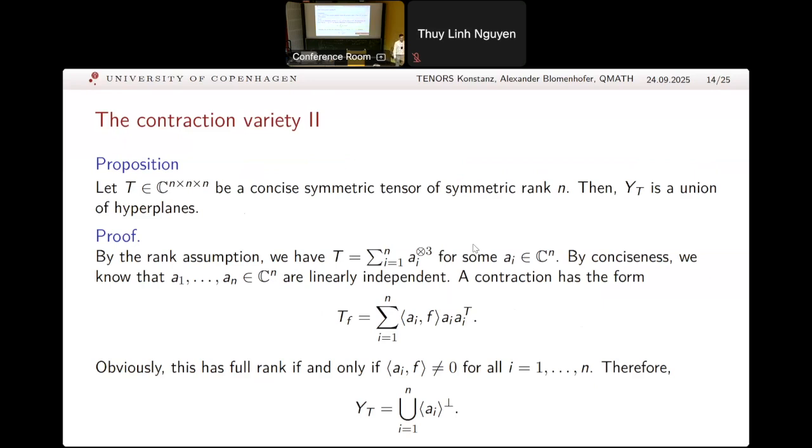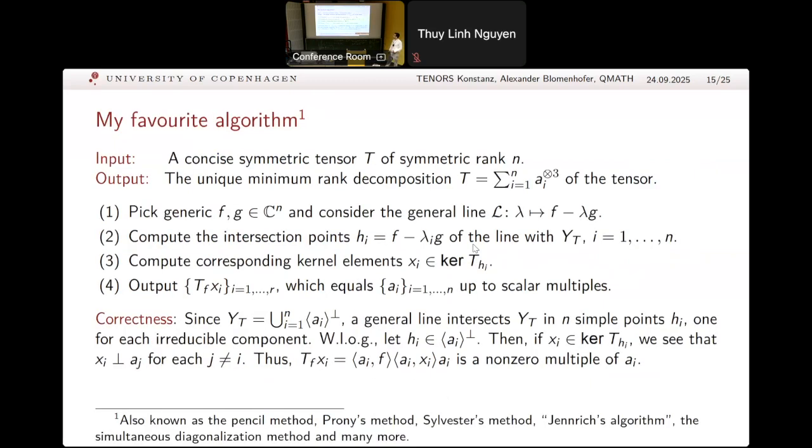Okay? Good so far? And now based on this, we can basically geometrically think about Jennrich's algorithm. So I called it my favorite algorithm because I'm trying to avoid the name Jennrich's algorithm, but as you can see, I'm not very good at this yet. So we take a concise symmetric tensor of symmetric rank n, and then we output the unique minimum rank decomposition. This is basically the algorithm that Pascal Koiran showed us yesterday, so we can go over this a bit faster.